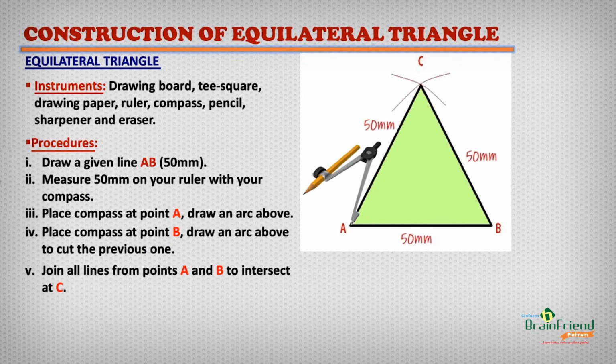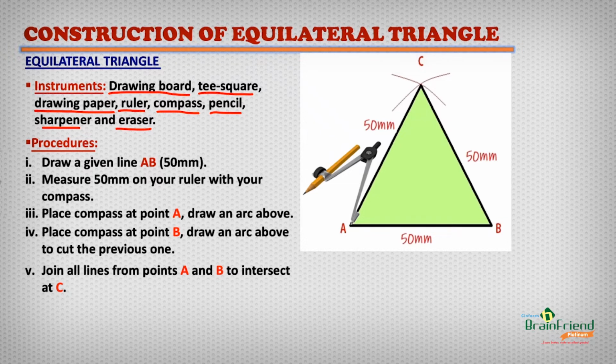In constructing an equilateral triangle, the following instruments are necessary. 1. Drawing board. 2. T-square. 3. Drawing paper. 4. Ruler. 5. Compass. 6. Pencil, sharpener, and eraser. The procedures that must be followed include: 1.